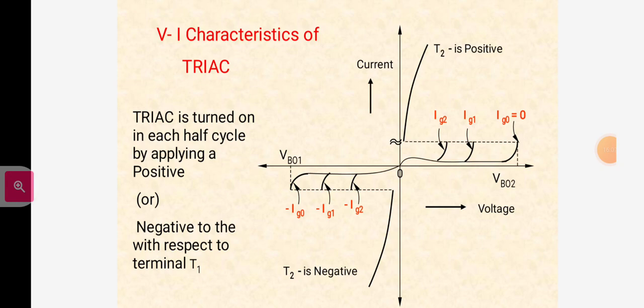The first quadrant characteristics are just like an SCR. The third quadrant characteristics of the triac are identical to the first quadrant, except that as the polarity of the main terminal changes, the direction of current also changes. So the triac is turned on in each half cycle by applying a positive or negative voltage to the gate with respect to terminal T1.